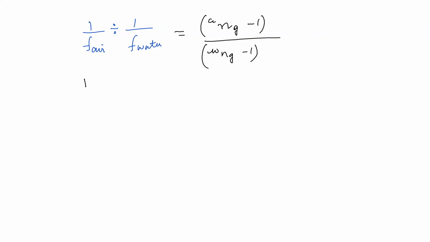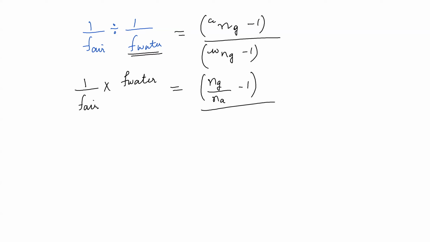So here it is going to be what? F air into F water, because the other part gets reciprocated. That is N glass by N air minus 1 divided by N glass by N water minus 1. Are we understanding? Because in terms of refractive index, the lower portion is written at the top and the top portion is written at the bottom.